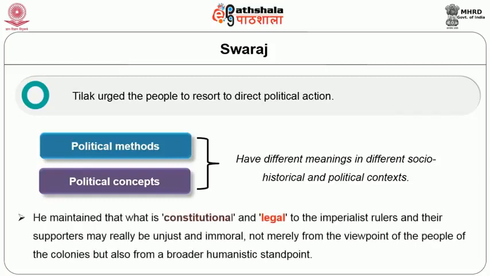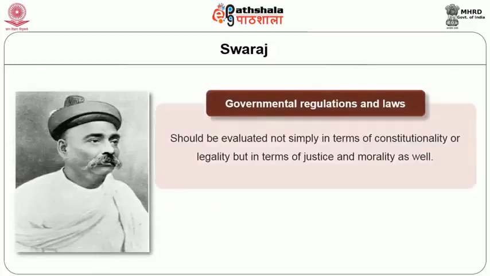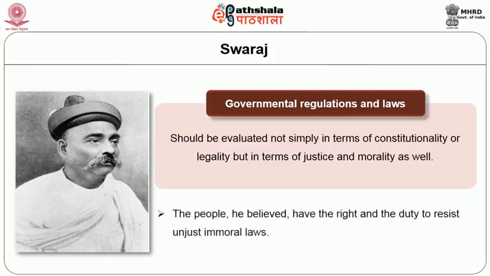He maintained that what is constitutional and legal to the imperialist rulers and their supporters might really be unjust and immoral, not merely from the standpoint of the people of the colonies, but also from a broad humanistic standpoint. Government regulations and laws, he averred, should be evaluated not simply in terms of constitutionality and legality, but in terms of justice and morality as well. The people, he believed, had the right and the duty to resist unjust, immoral laws.